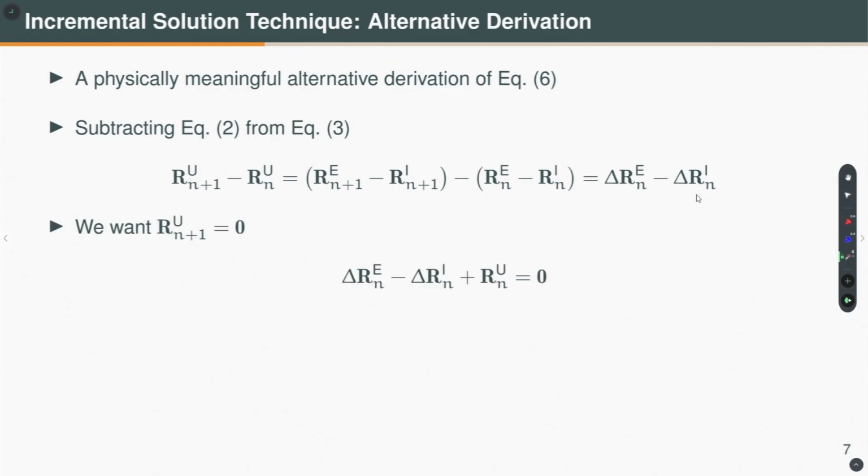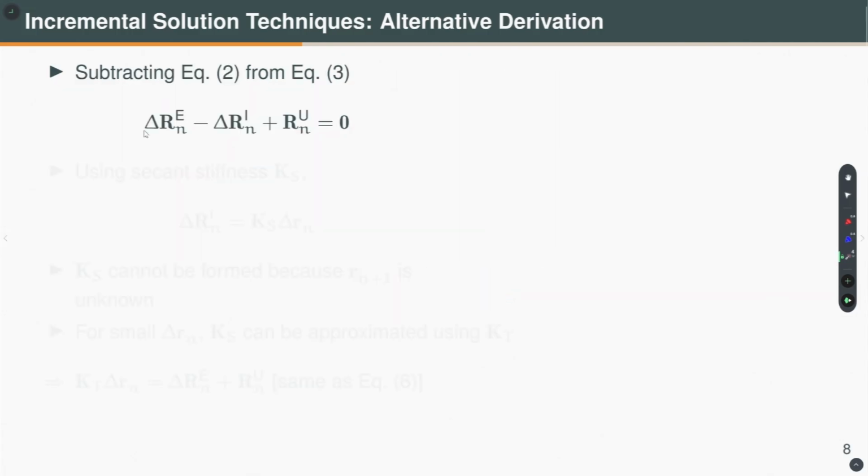Now, what do we want? We want this to be 0. The structure is in equilibrium at the nth load step, and we want the structure to be in equilibrium at the n+1th load step. So, that means we want this quantity to be 0. So, what I am doing? If this is 0, then I am rewriting delta R_E n minus delta R_I n, and this I have taken to the right hand side, R_U n is equal to 0. Okay. Now, this I have repeated from the previous slide where we stopped.